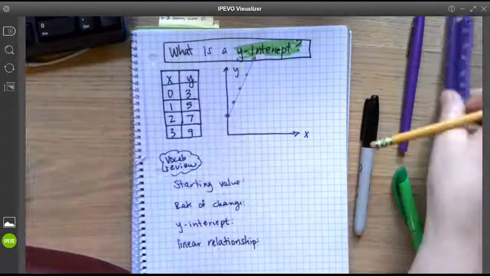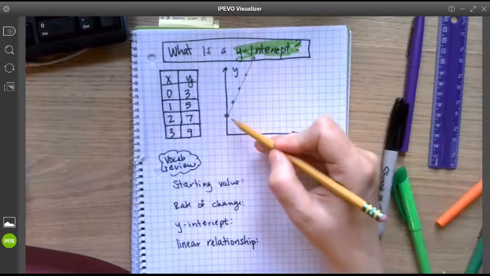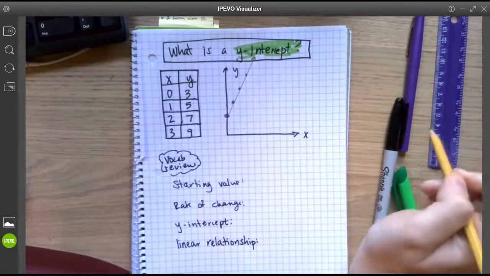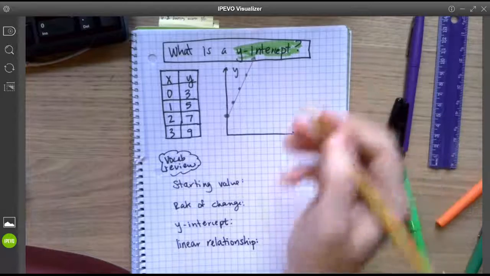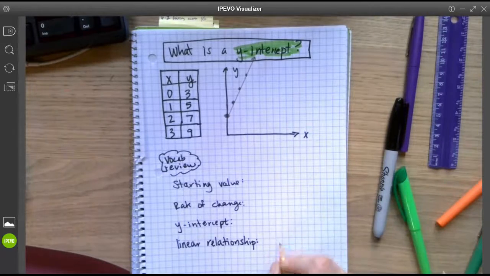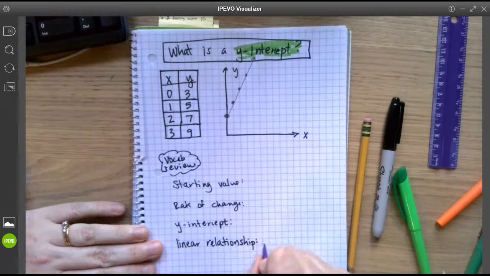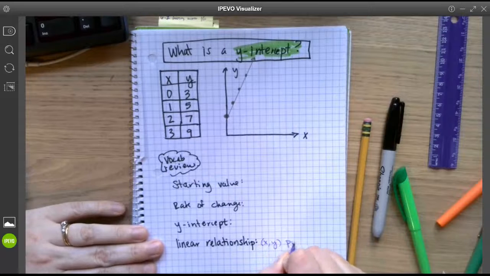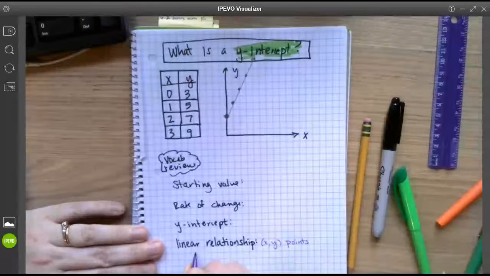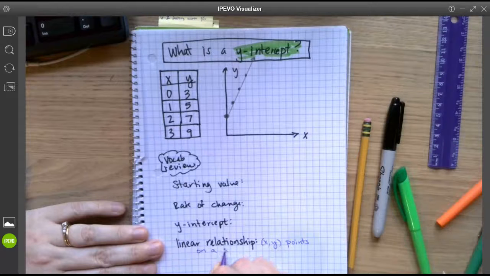And you can see that I could draw a line through all of the points using my ruler. So that's a straight edge. So I know it's a linear relationship. So the line, I'm going to change to a color. It's easier to see. The x, y points are on a straight line.